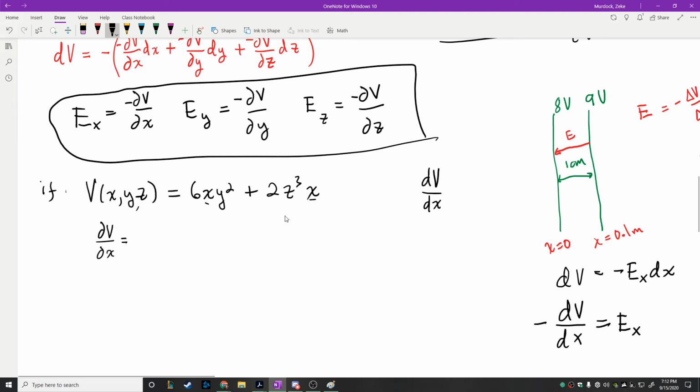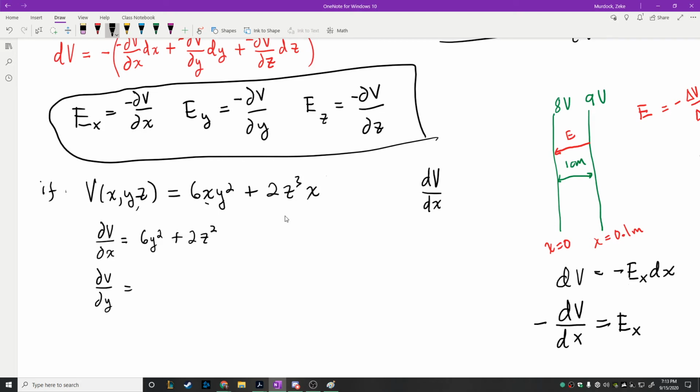So what would that be? What's the derivative of the first term? Or you can type in the chat, what would the partial derivative with respect to x be for this equation? The first term is 6y squared. What's the second term? 2z squared. That's easy, right? Because it's x to the first power. That's del v del x. Okay, what's del v del y? You can write it in the chat too if you want to.